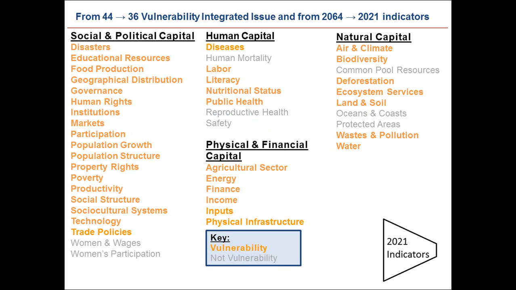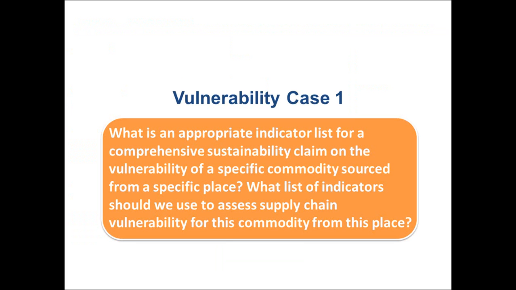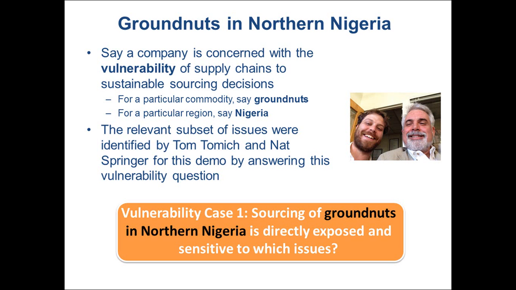So now, just as in the impact framework, for the generic case, considering all commodities globally, our team at UC Davis identified 36 of the 44 issues as making supply chains more vulnerable. So almost all the issues here are relevant for the vulnerability framework. But also, in parallel with case 1, we want to be more specific and identify the subset of issues relevant for a specific commodity in a specific place. And then once we do that, we'll find the indicator set for those specific issues, namely groundnuts in northern Nigeria.